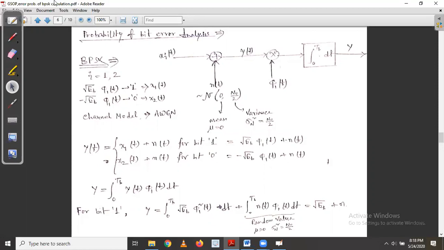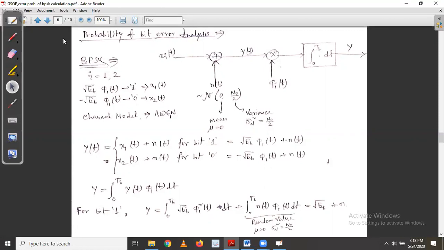Okay, so today we are going to start a new topic, which is probability of bit error analysis for any digital modulation technique. Here we are going to consider the case of binary phase shift keying, BPSK. For BPSK, we will calculate the probability of error, or probability of bit error. So what is the procedure to calculate probability of bit error?